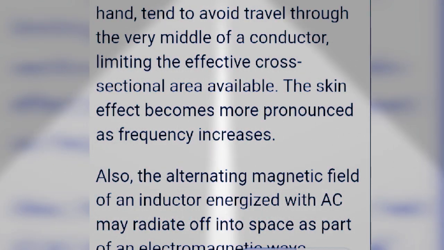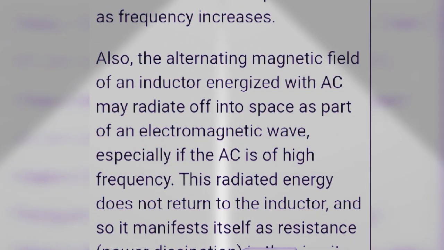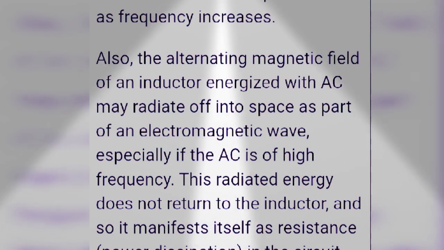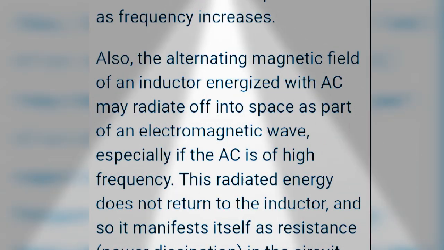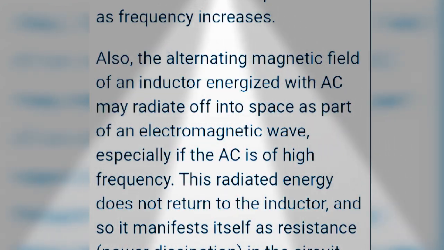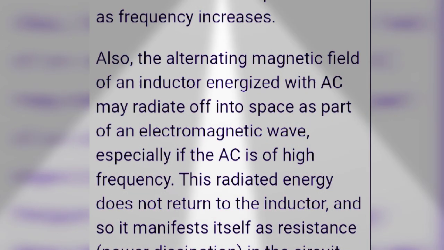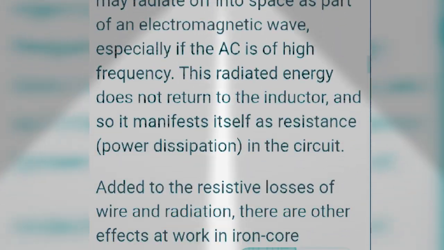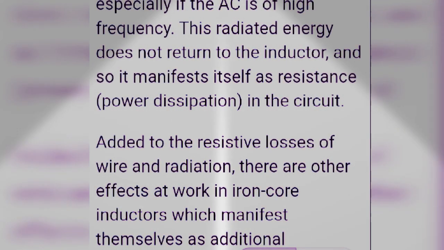Also, the alternating magnetic field of an inductor energized with AC may radiate off into space as part of an electromagnetic wave, especially if the AC is high frequency. The radiant energy does not return to the inductor, and so it manifests itself as a resistive power dissipation in the circuit. Added to the resistive loss of the wire and the skin effect, there are other effects at work in the iron core inductor.